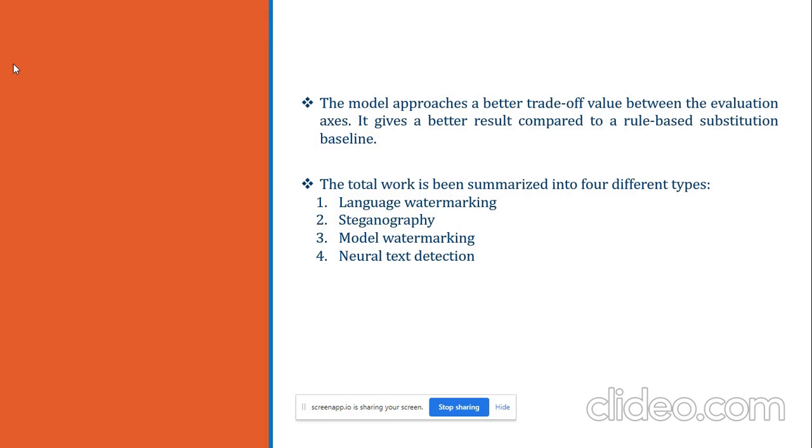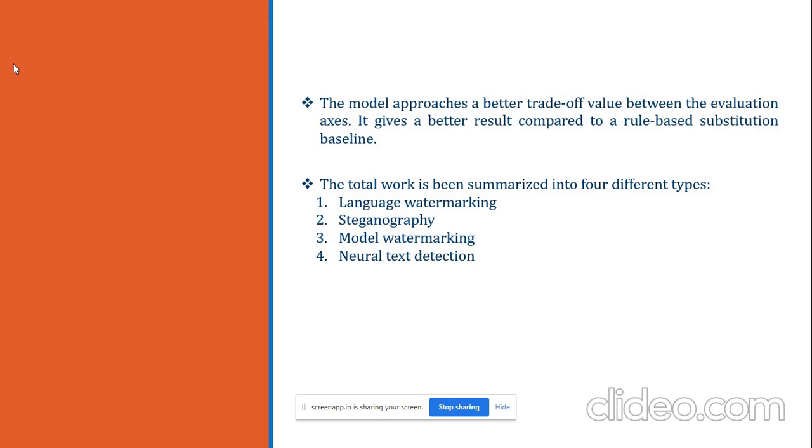The model approaches a better trade-off value between the evaluation axes. It gives a better result compared to a rule-based substitution baseline. The total work has been summarized into four different types: language watermarking, steganography, model watermarking, neural text detection.